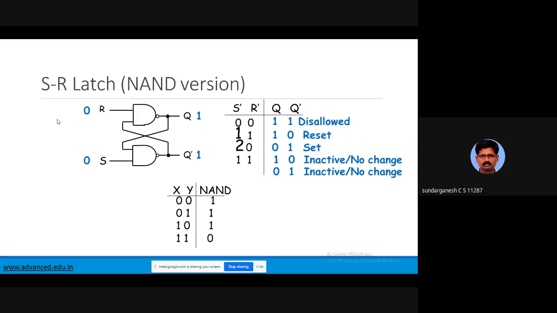So 0, 0 is not allowed, it is disallowed. R equal to 1 means reset. S equal to 1 means set. 1, 1 means no change. It will remain in the previous state.